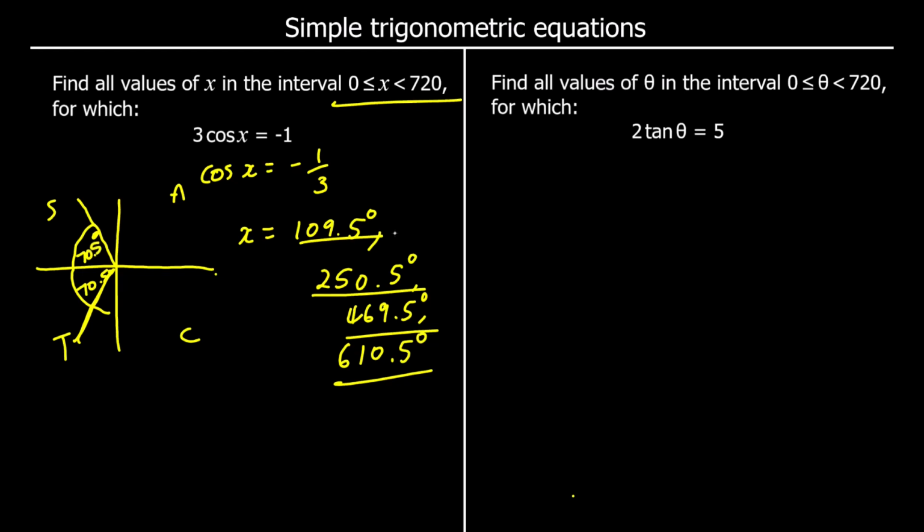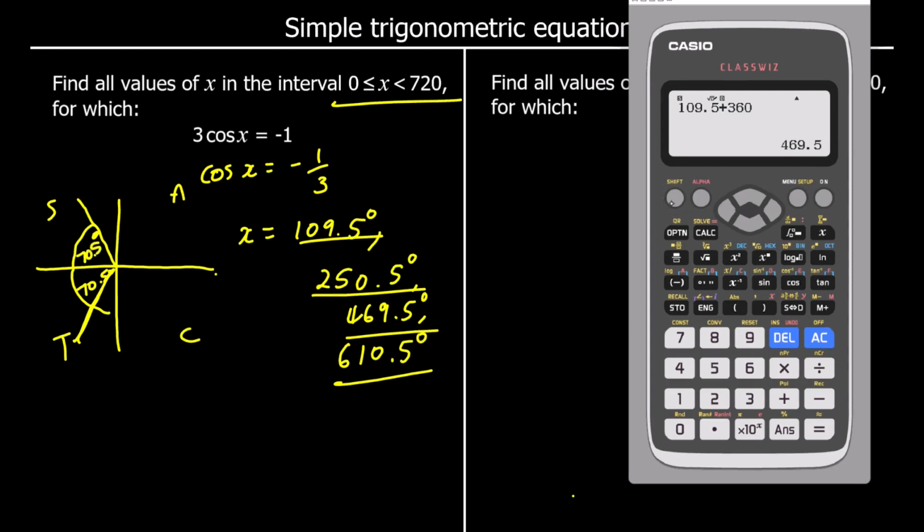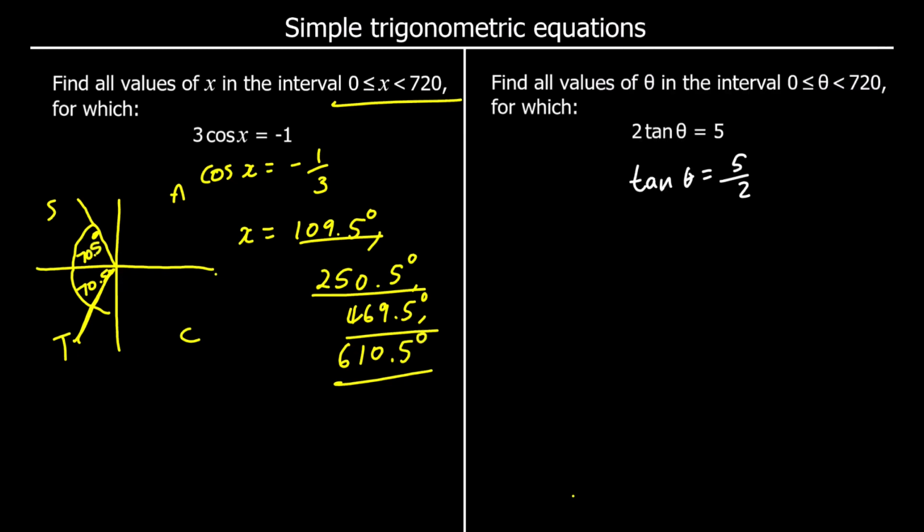One for you to try. Pause the video, give it a go. Find all values of theta in the interval 0 to 720 degrees, for which 2 tan theta equals 5. So divide by 2, get tan theta by itself. Shift tan, 5 over 2, so 68.2 is the first answer.